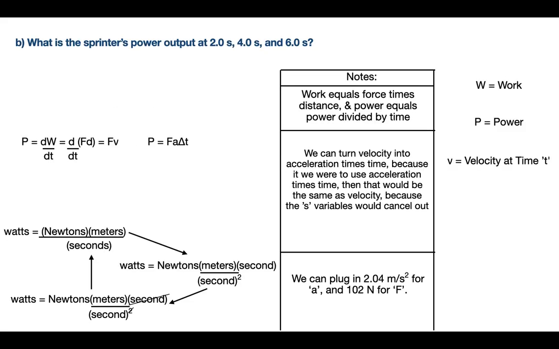What is the sprinter's power output at 2.0 seconds, 4.0 seconds, and 6.0 seconds? If you'll recall from the lectures, the power equals the derivative of work in relation to time, and that will equal force times velocity. If you recall, velocity is equal to acceleration times time, so we can change the equation to force times acceleration times time.